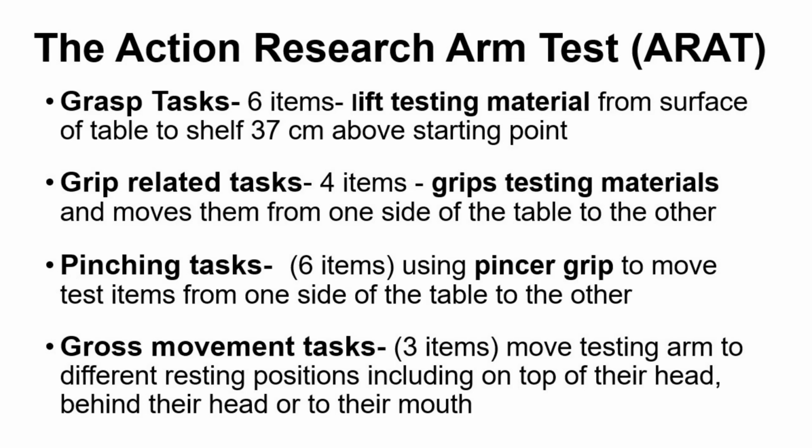They lift testing material from one surface of a table to a shelf 37 centimeters above the starting point. Grip-related tasks are 4 items. The patient grips testing materials and moves them from one side of the table to the other. Pinching grasps are 6 items, using a pincer grip to move test items from one side of the table to the other. Gross movement tasks are 3 items, moving the testing arm to different resting positions, including the top of the head, behind the head, or to their mouth.